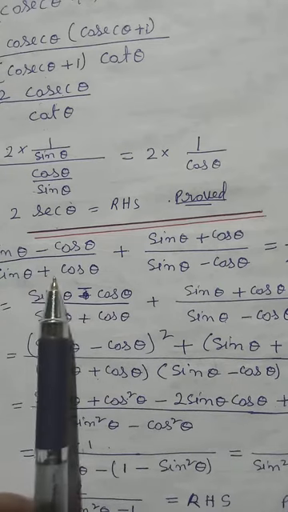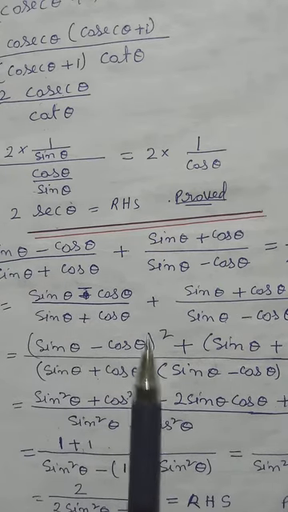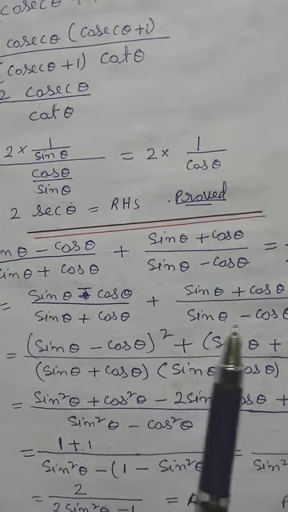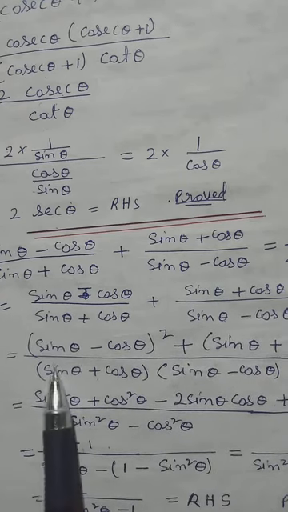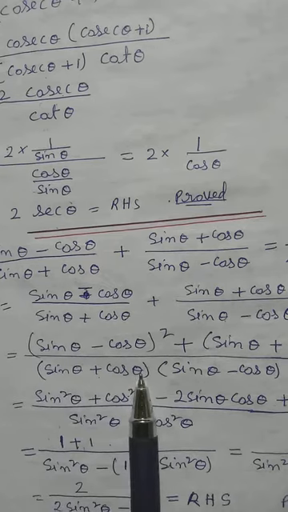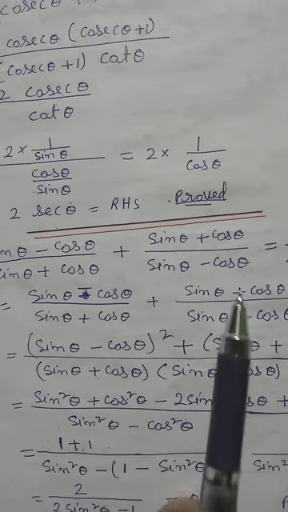So if we multiply these 2, since they are same, we can write whole square. Here also, if we check the denominator and LCM, this one is same. We are left with sine theta plus cos theta. This one we have to multiply to the numerator.